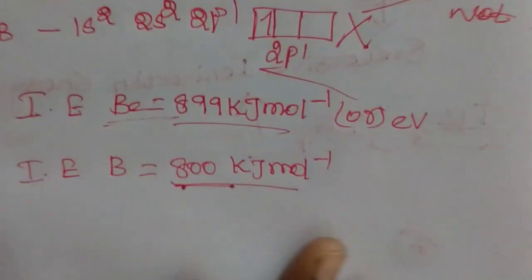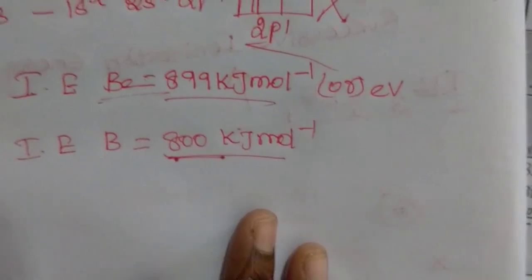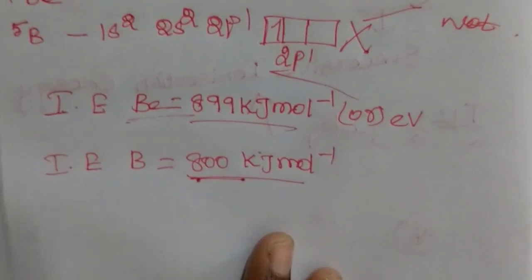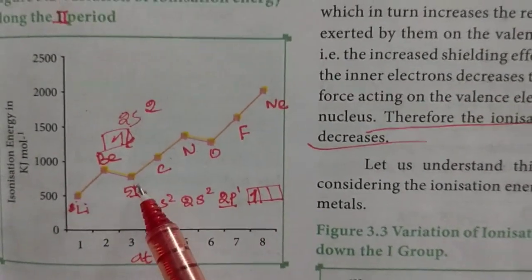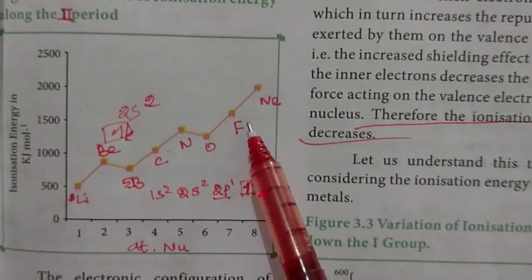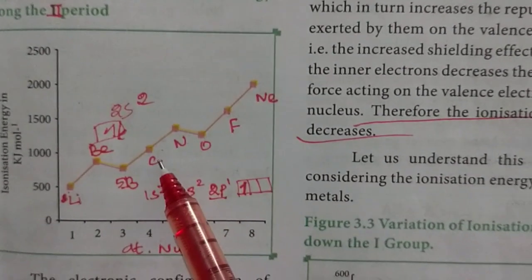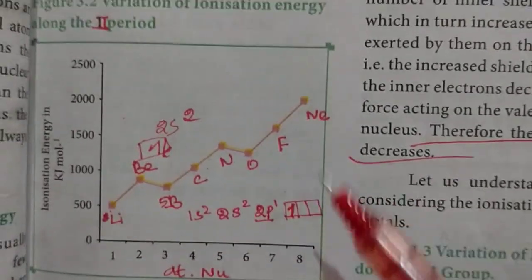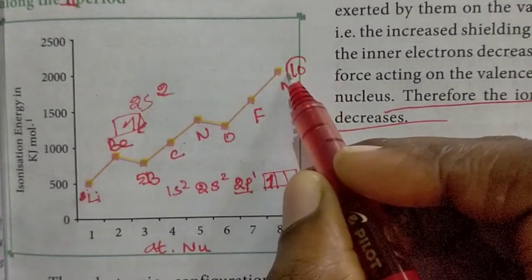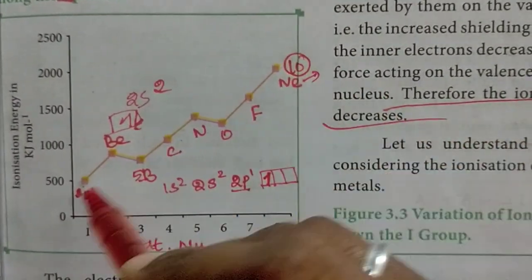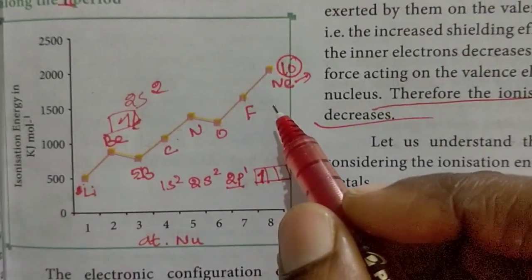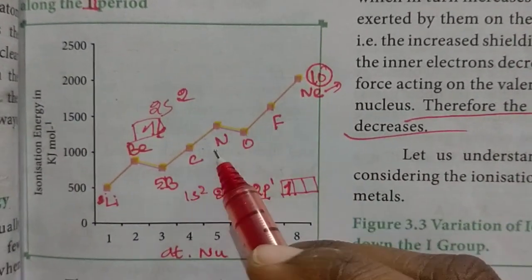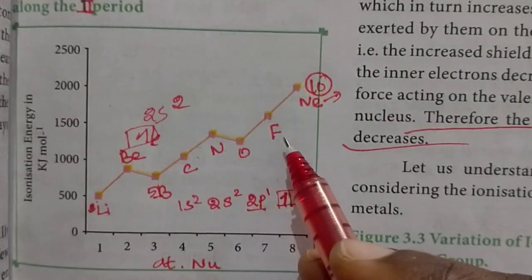And we have another case in the same graph, figure 3.2, page number 85. See this one. After beryllium you have carbon, nitrogen, oxygen, fluorine and neon. Carbon is 6, then 7, 8, 9, 10. Neon, you know that 10 is a noble gas and it's more stable than all the elements present. So the noble gases are more stable.